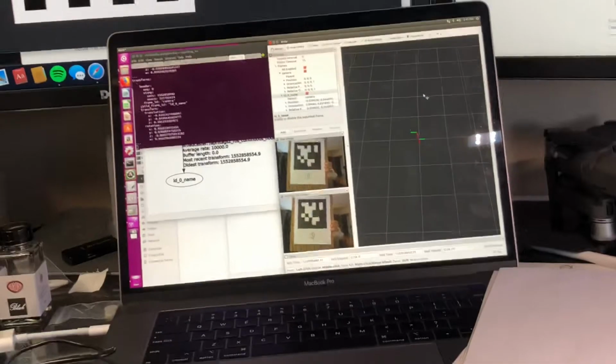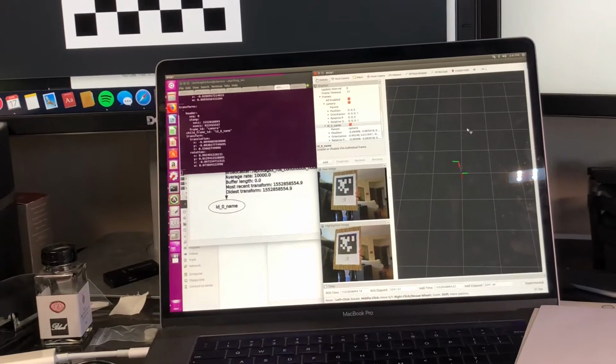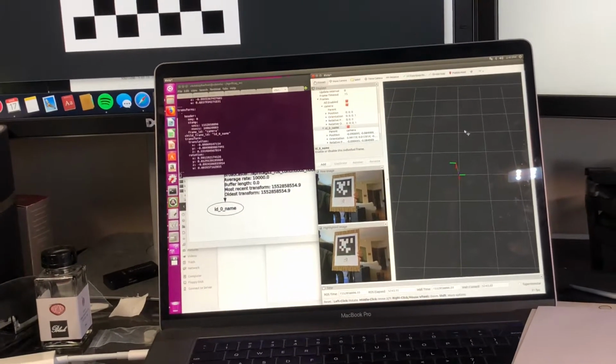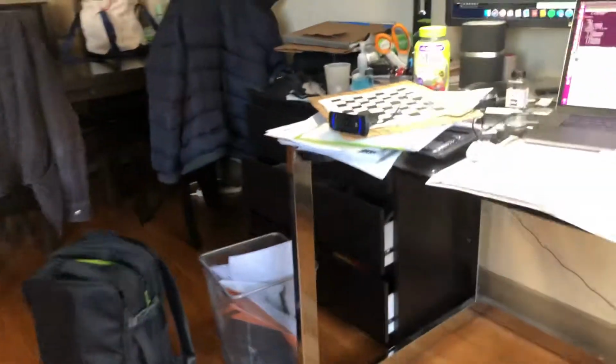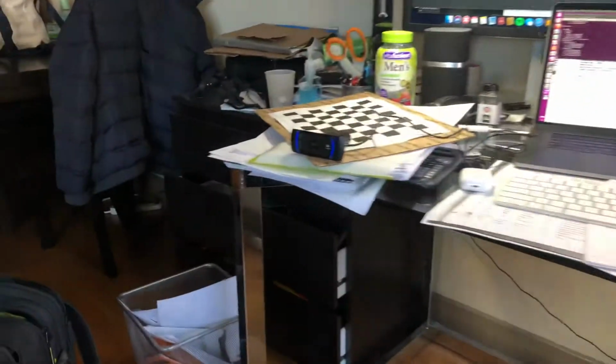I did do a quick test earlier in terms of numbers, and it was pretty accurate. On the other side of this is another QR tag. I turned it around for now because it can only detect one of the same ID at a time. But basically the distance from the camera to this was about 2.26 meters, 7 feet 5 inches or so. And it said that was 2.22 meters. So it's pretty close.